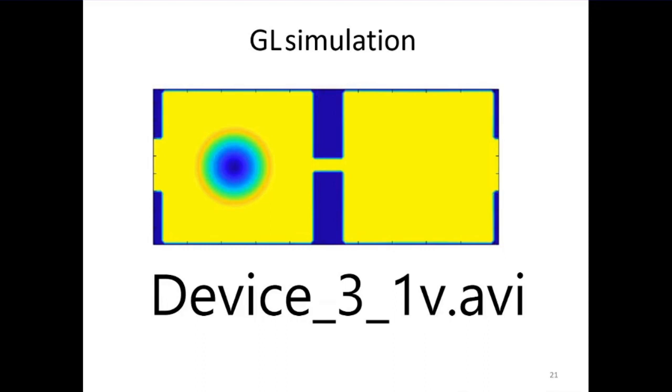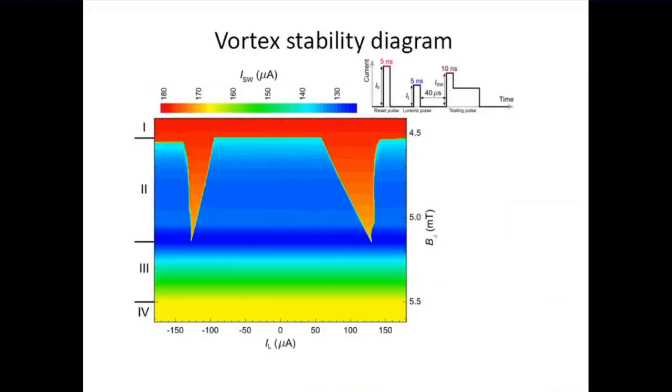Okay, so let's go back to the presentation. Now what we want to do is investigate this process of pushing away the vortex at different magnetic fields. So we'll get this kind of, I call it a vortex stability diagram. At first, it may be kind of confusing. It looks nice, but I will try to explain it.